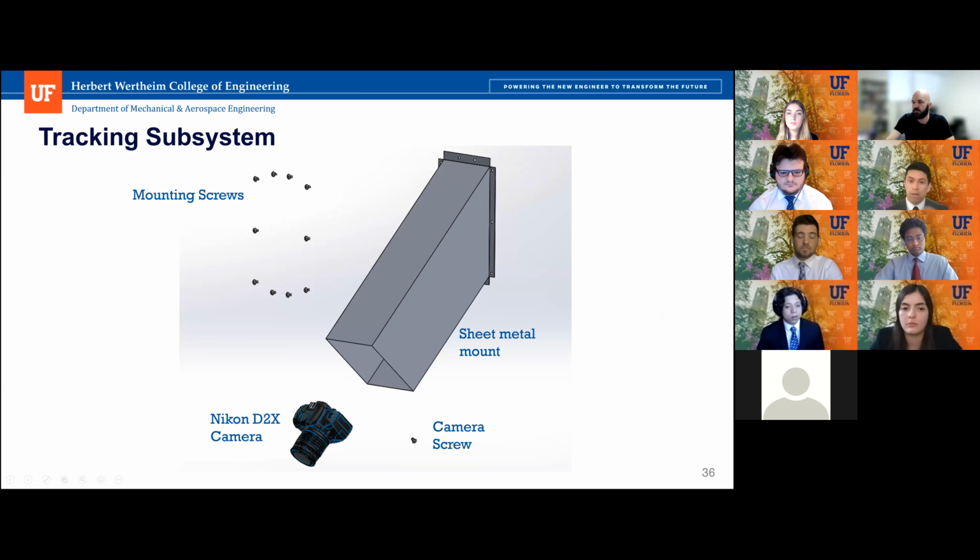All right, here we have an exploded view of our assembly. As I mentioned previously, it has the sheet metal mounts, the mounting screws, which will connect it to the central tower, the camera itself, and the camera screw, which is the portion which actually holds it onto the mount, similar to that of a tripod screw. Next slide.